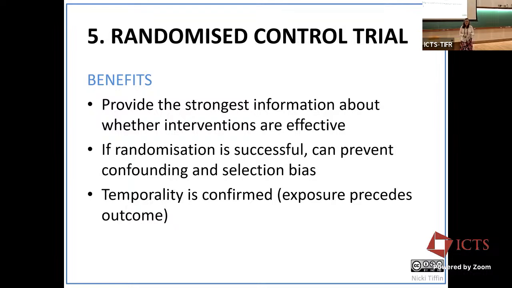The benefits: these provide the strongest information about whether interventions are effective because you're actually applying the intervention and then measuring the effects in a controlled way. So if you do randomization correctly, you can prevent confounding and selection bias to some extent. And you can also confirm the temporality. You know that the exposure preceded the outcome. So the information you get from randomized controlled trials is fairly powerful as a motivator towards saying that you think there's true causality.